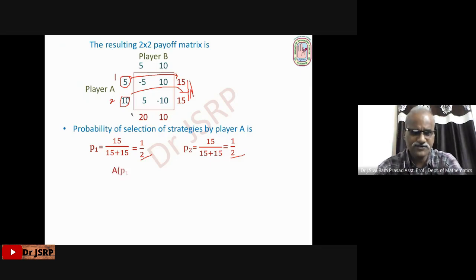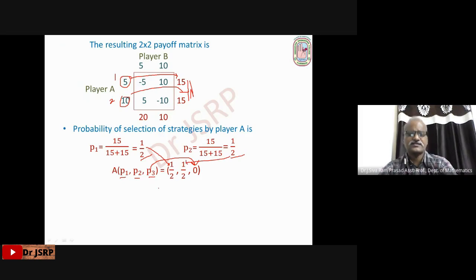Therefore, A of P1, P2, P3, all probabilities. P1 is the probability of selection of the first strategy, P2 the second strategy, P3 the third strategy. So P3, the third row, is eliminated. Its probability is 0. For the other two, 1 by 2 and 1 by 2. So these are the probabilities of selection of player A.